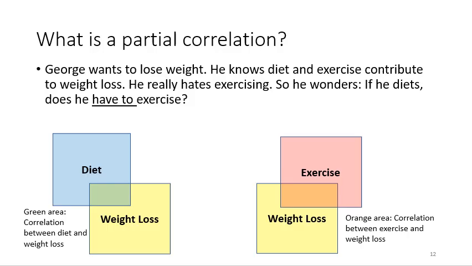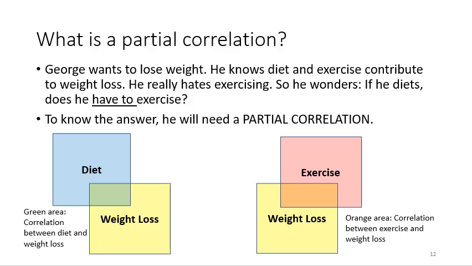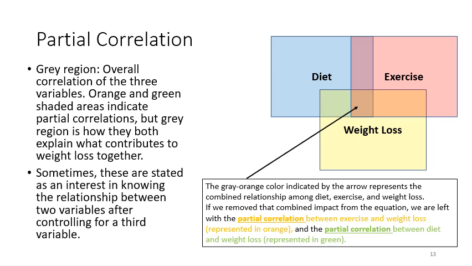So partial correlation then can give us a lot of information, not just about the predictive power or the relationship between two variables, but the relationship among several variables. So in this example, we can see the pink is exercise, the yellow is weight loss, and the blue is diet.